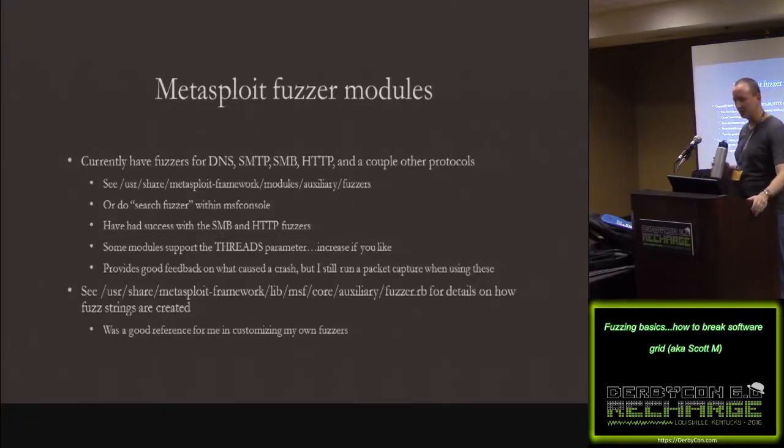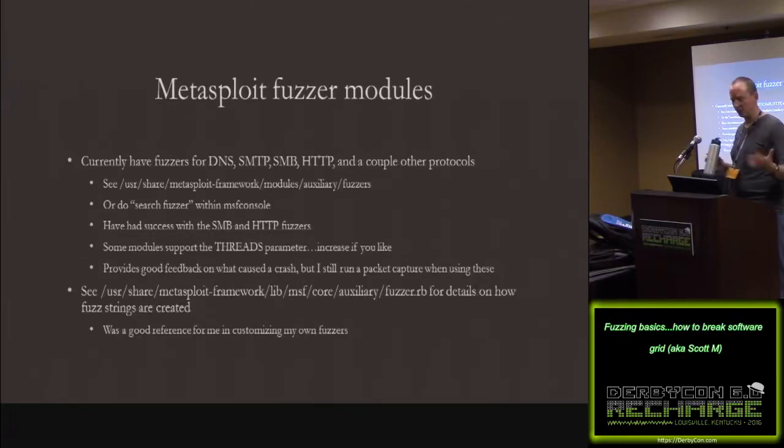They're fuzzers for DNS, SMTP, HTTP, a few other protocols. That path that you see there on the screen, that's where you can see all the fuzzers that are available, or you can just do a search fuzzer within the MSF console to pull them up. I've had good luck with SMB and HTTP fuzzers. I haven't really used many beyond that. So far, I haven't had a need.